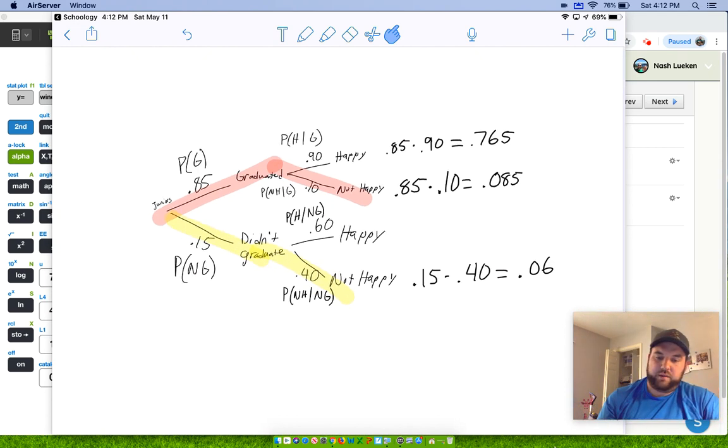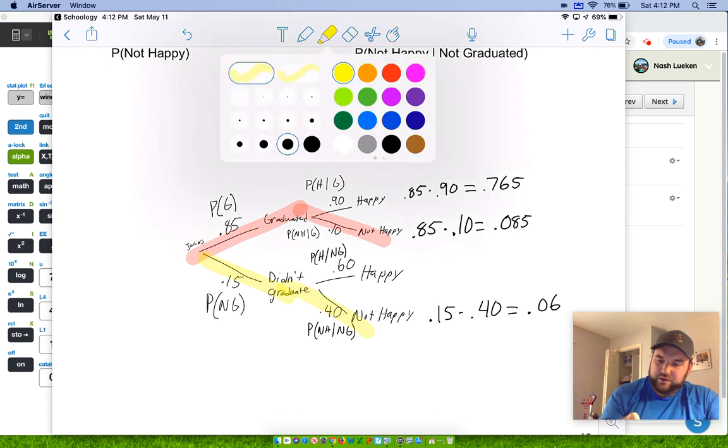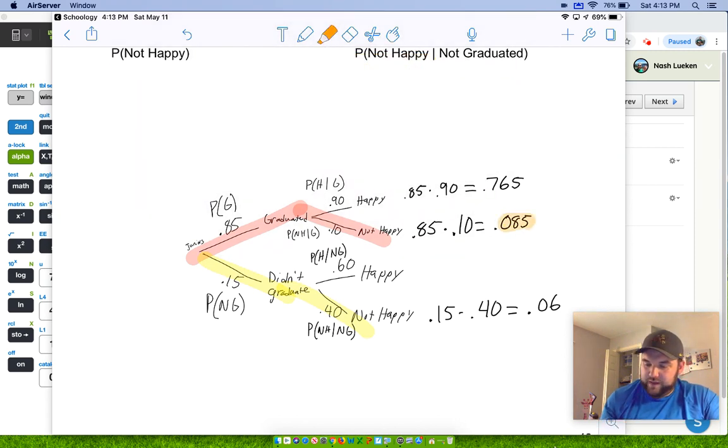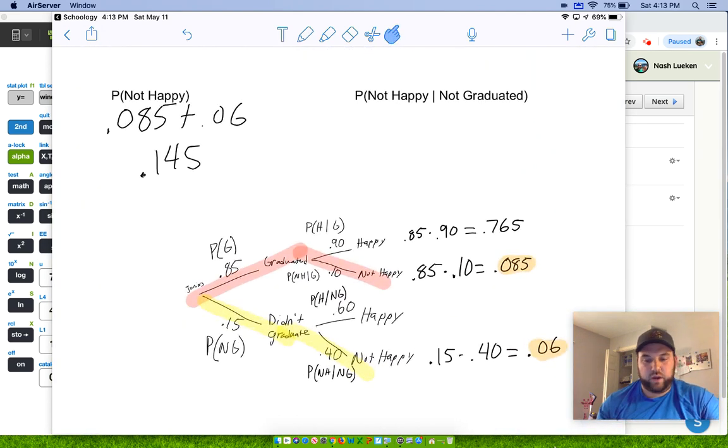So now to find the probability of just someone not being happy with their job, I have to take these values and add them up. So 0.085 plus 0.06, and that's 0.145. So you have a 14.5% chance of choosing someone at random that is not happy with their job.